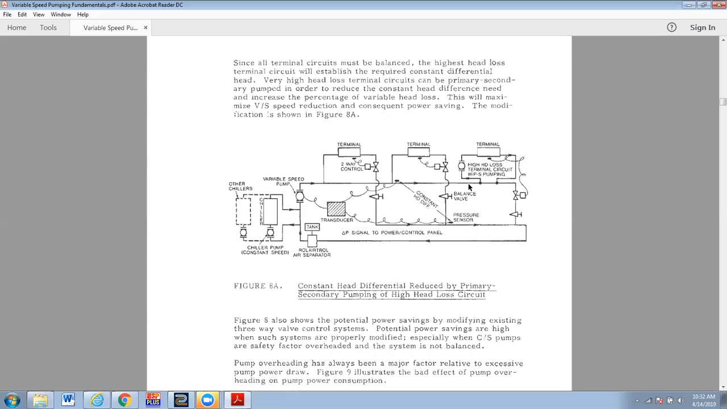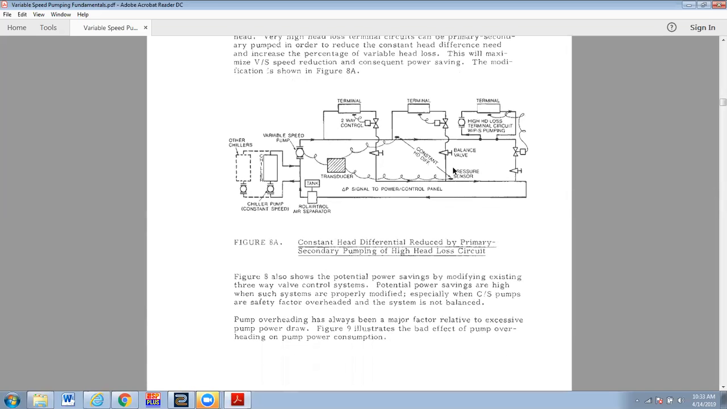Because now, if this guy was requiring this differential be maintained pretty high compared to what these two guys require, by pulling this off and putting in a secondary type loop over here, then the pressure drop along through here is taken off of this pump and put on this pump, and so we can reduce the overall pressure that we have to maintain. So that's one thing. And the other thing they show is that they've gone from three-way valves to two-way valves to control the flow through these things, which is also a benefit.